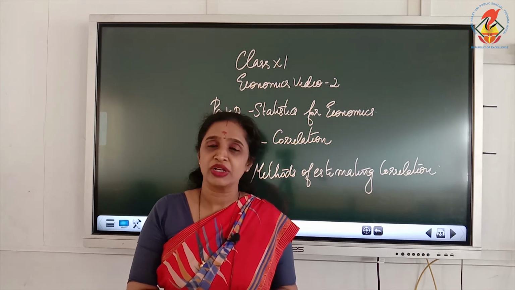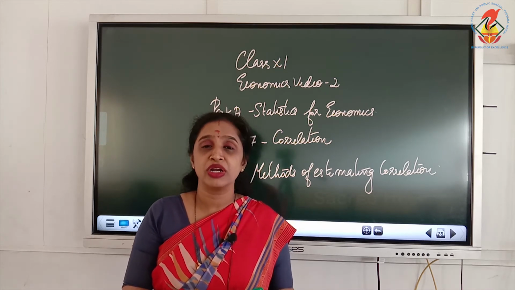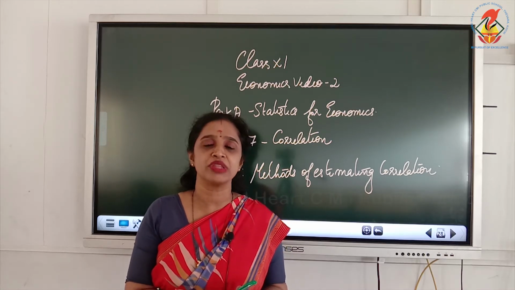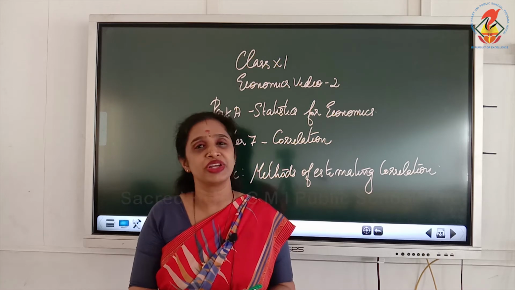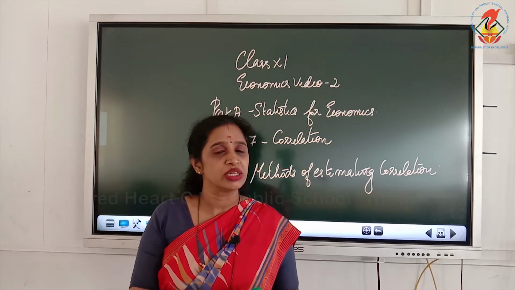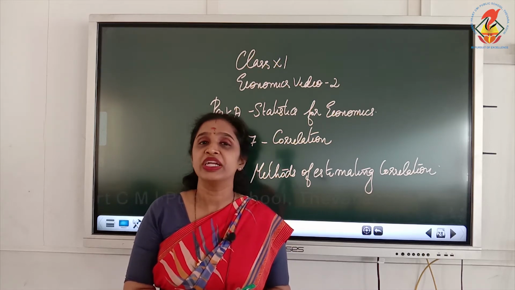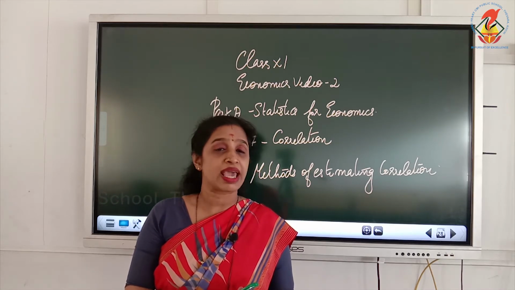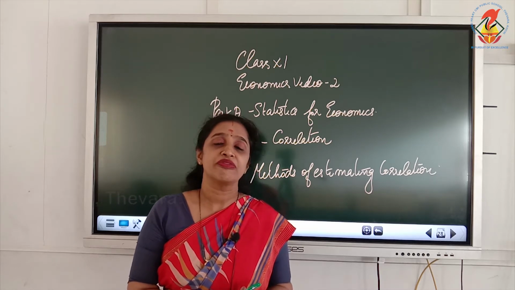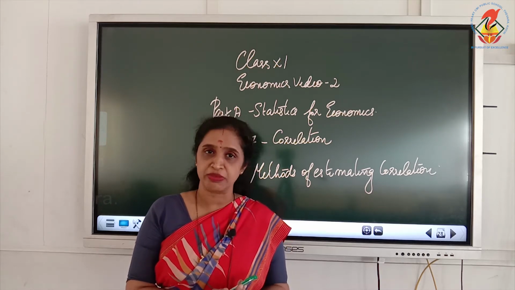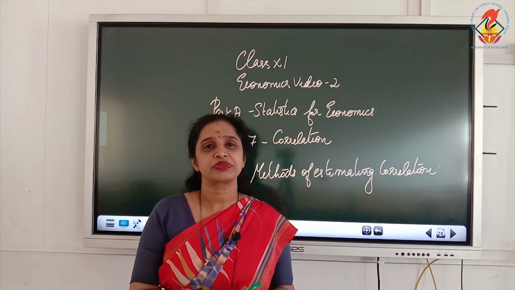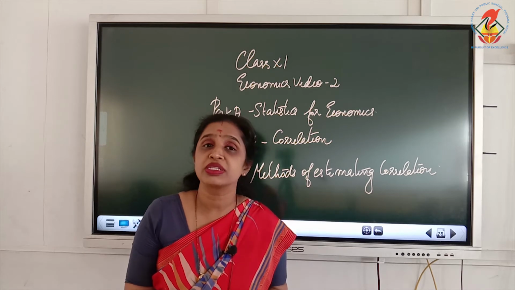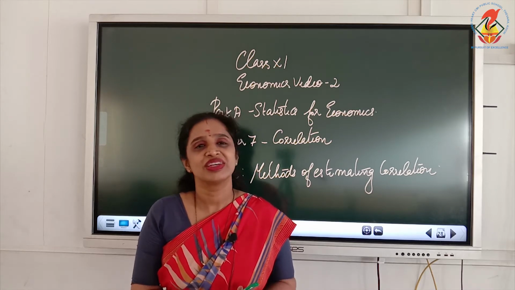Now today in this video we are going to learn how we estimate the correlation, different methods of estimating the correlation. So different statisticians have given different methods to find out correlation. One such method is the scatter diagram, where we find out the relationship between the variables by using a graph, by using a diagram. Scatter diagram is a graphical representation of the correlation.